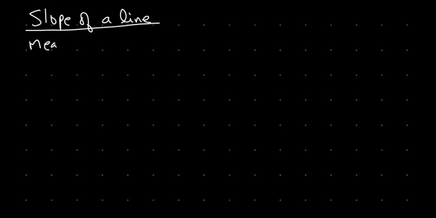Okay, in this podcast we're going to talk about the slope of a line. The slope is the measure of the steepness of a line. Okay? So let's draw a line over here.